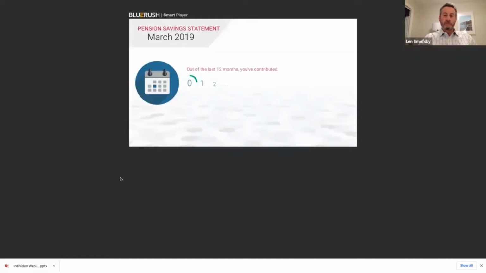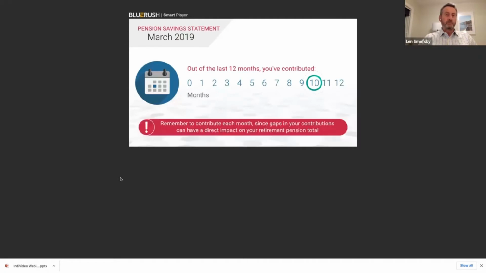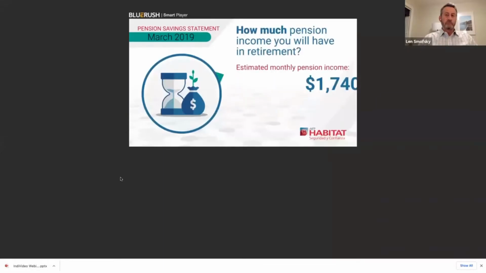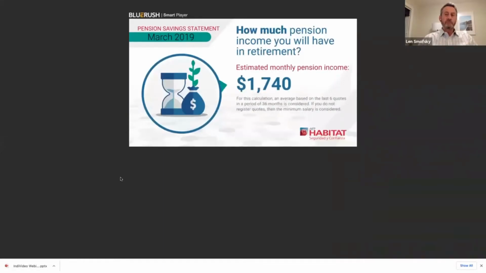Out of the last 12 months, you've contributed 10 months to your voluntary savings account. Remember to contribute each month. Since gaps in your contributions in 2019, this is the amount we estimate you'll receive in monthly pension income.